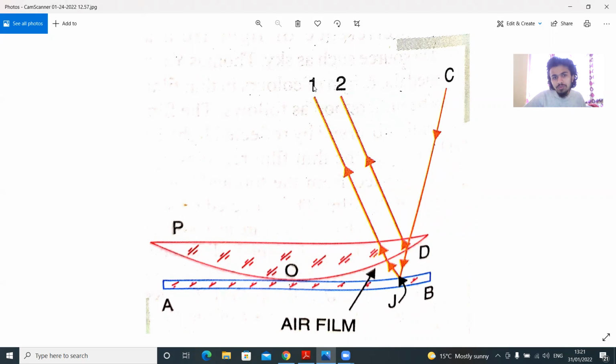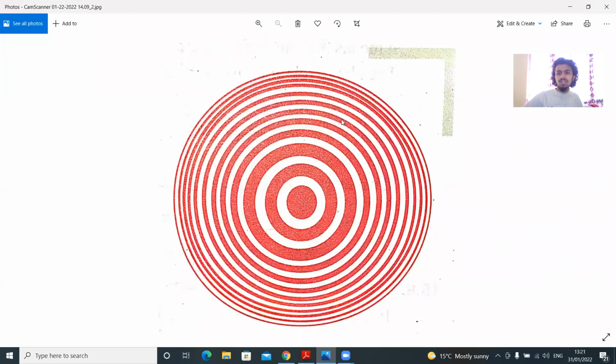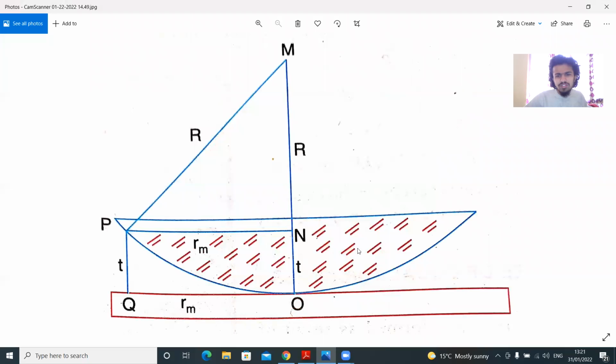So after the superposition of these two rays 1 and 2, we get the interference pattern on the microscope, just like this. Circular fringes are obtained because of the geometry of this plano-convex lens. At the point of contact, that is at the center, we suppose this point as O. At this point O, the thickness of the air film is 0, meaning there is no air between these two boundaries, this glass plate and this plano-convex lens.